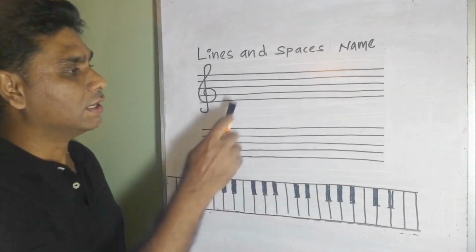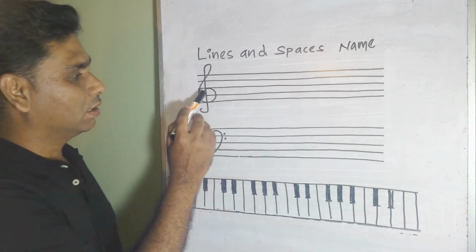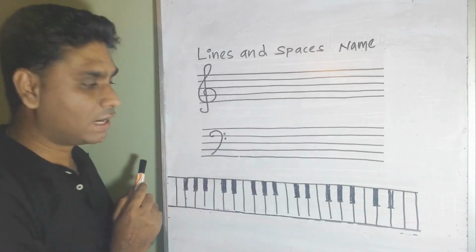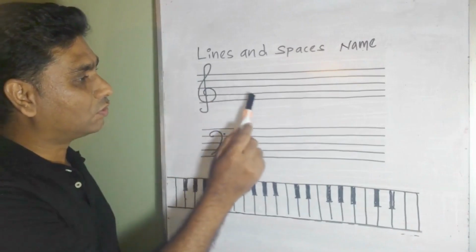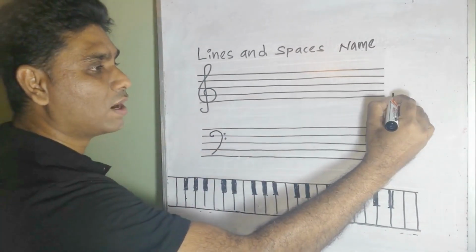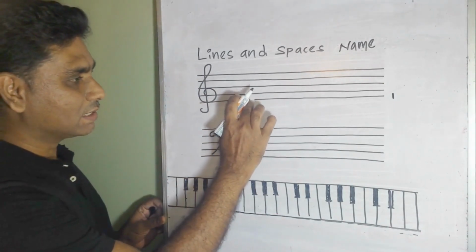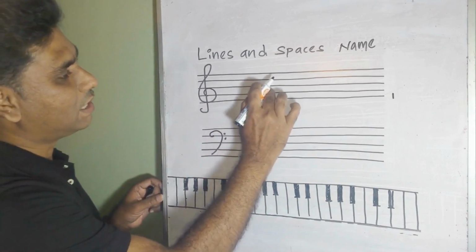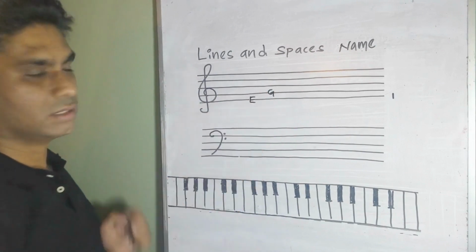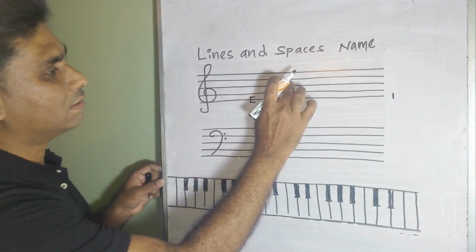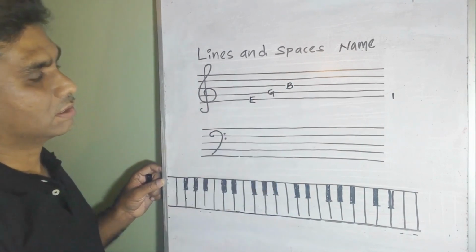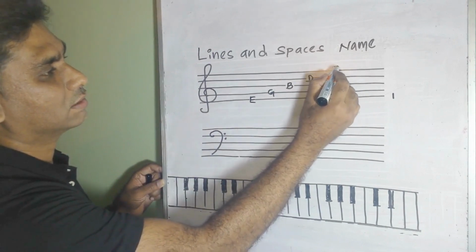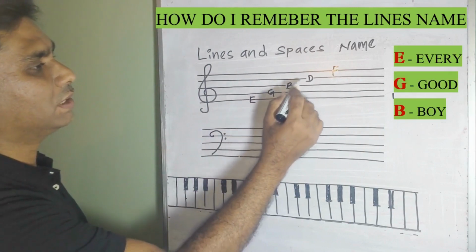Now we are going to learn the lines and the spaces names. This is treble clef stave. This is bass clef stave. As we learned, this is for our right hand, this is for our left hand. First go to the treble clef first line. I will put line number 1. We call this line E, and the second line we call G, and the third line we call B, fourth line D, fifth line F. E, G, B, D, F.